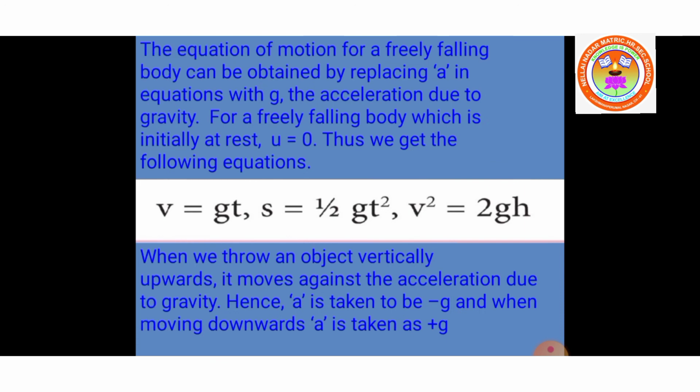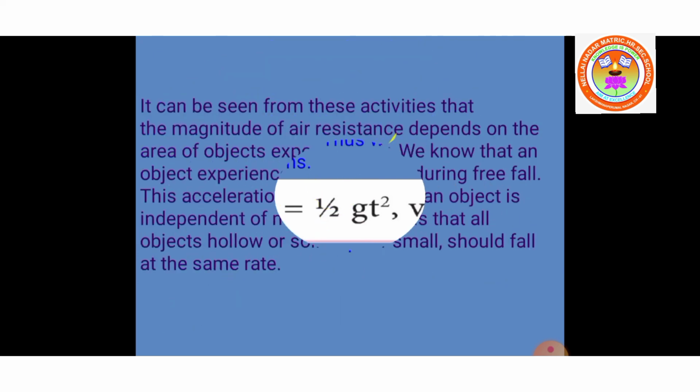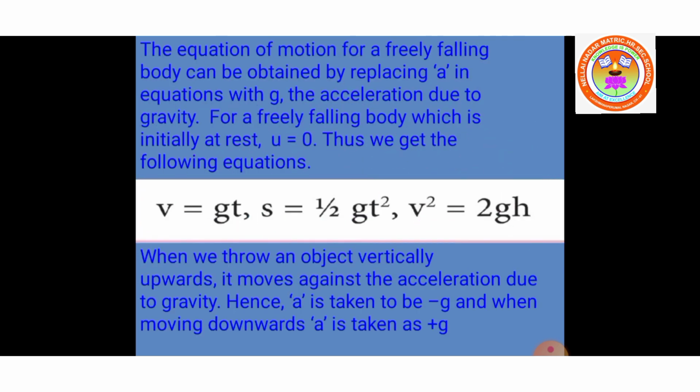So what is the next equation of motion? s is equal to ut plus half at square. For the freely falling body, u is equal to 0. So s is equal to 0 plus 1 by 2, replace a by g, so s is equal to half gt square. This is the second equation of motion for the freely falling body.